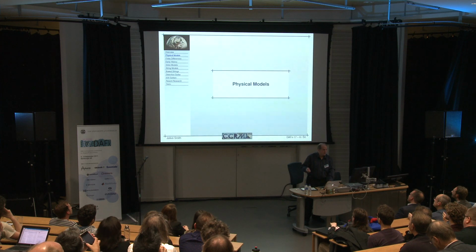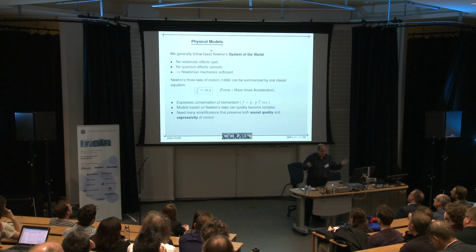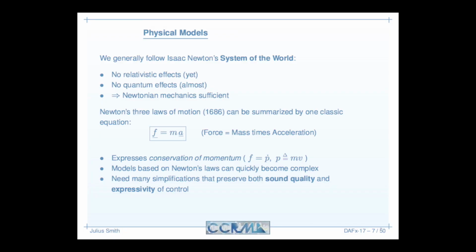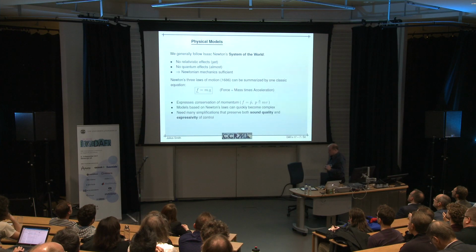But I'm just going to talk about one layer of virtualization. That's basically going from just the physical world to mathematical models. That's a virtualization right there. F equals MA is a first step in virtualization, getting mathematical descriptions. So we're going to follow Isaac Newton's system of the world. We don't need relativity. We don't need quantum mechanics, really, although you sort of do sometimes for gases. And so we can really just get by with this one, F equals ma.